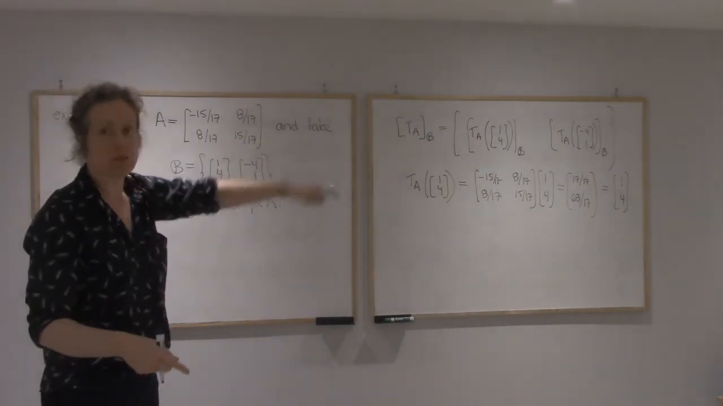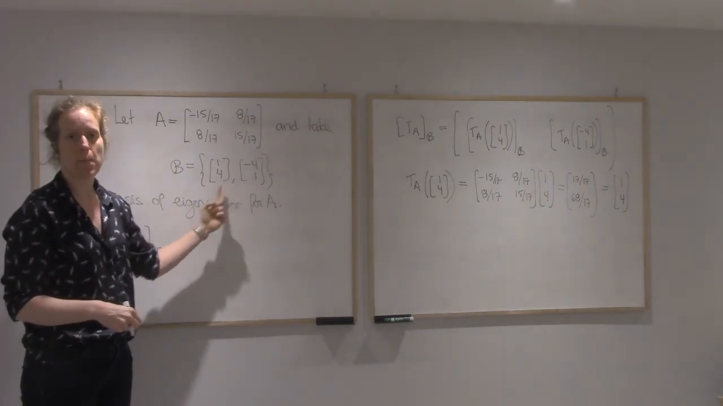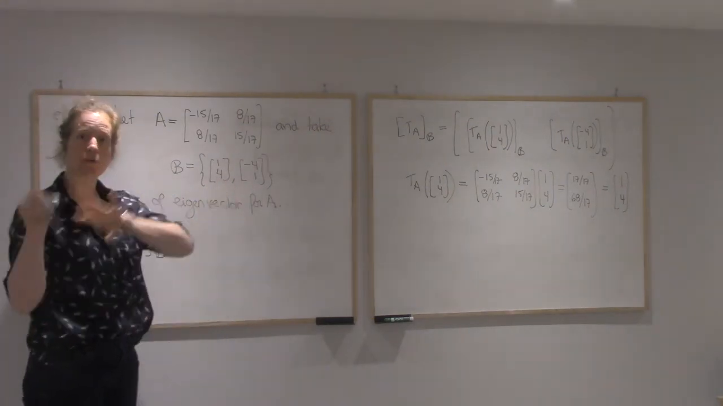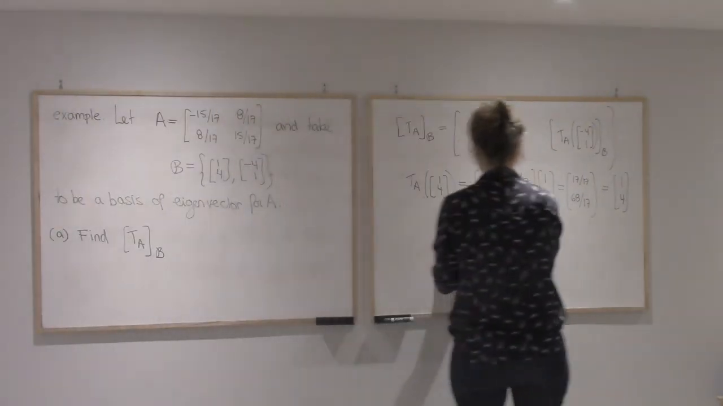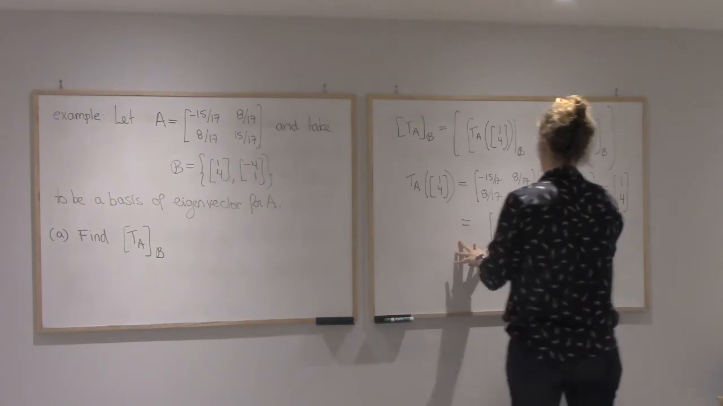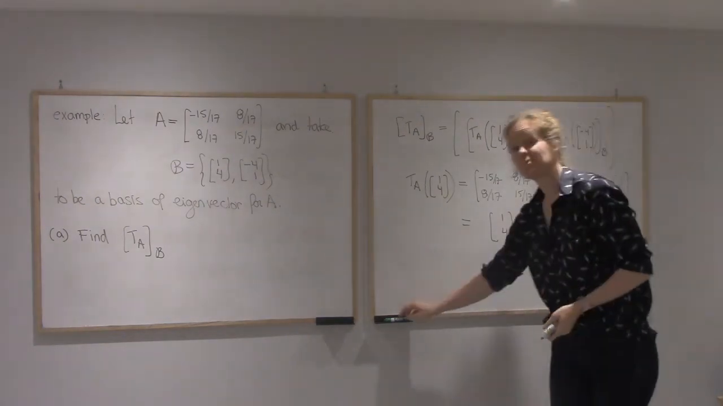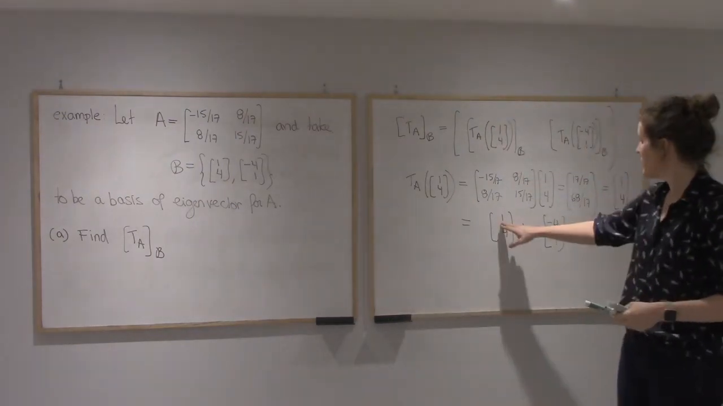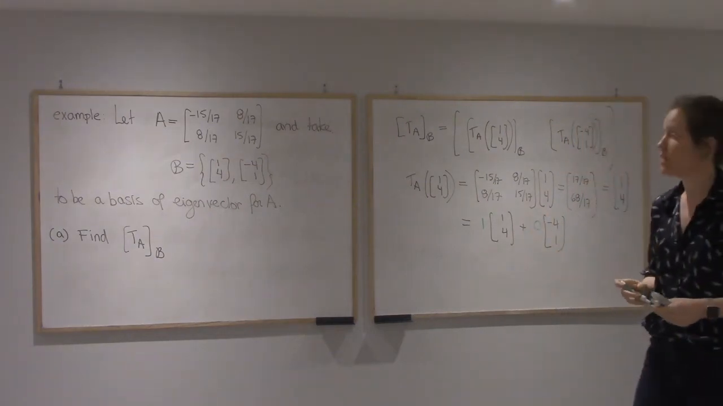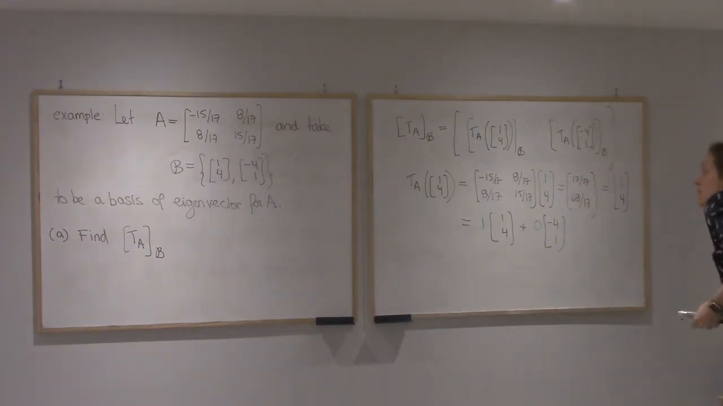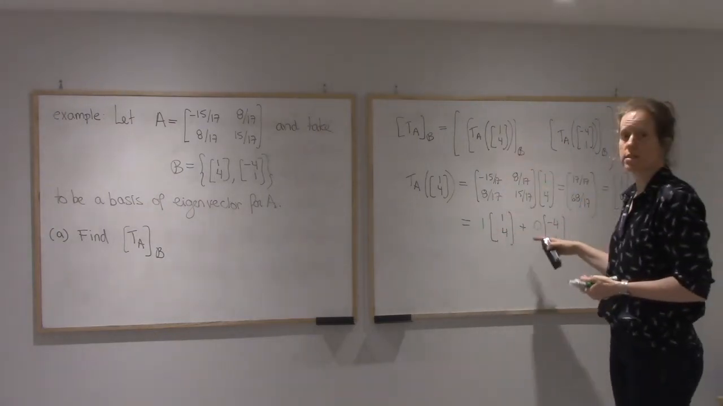Now to get the first column, I need to write this vector as a linear combination of my basis, and then the coefficients in front, those will be the numbers in my column. So I need to write this as a linear combination of my two vectors. Well, that's not too hard because it's exactly the first one. So I'm going to take 1 times the first one and 0 times the second one. All right, so that first column will be 1, 0.